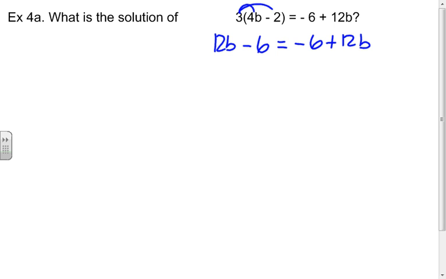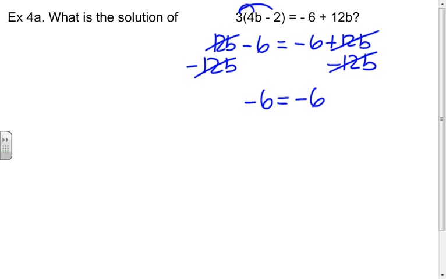So I need to get rid of adding 12b, and in order to do that, I need to subtract 12b, and I need to do that to both sides. On the right, inverses cancel. Adding 12b and subtracting 12b, those cancel. On the left, I have 12b minus 12b. Well, those are inverses too. They also cancel. All I have left is negative 6 equals negative 6. All of my variables canceled. All I have left in my problem is numbers. And is that something that's true or false? Is negative 6 equal to negative 6? Sure it is. So that's true.